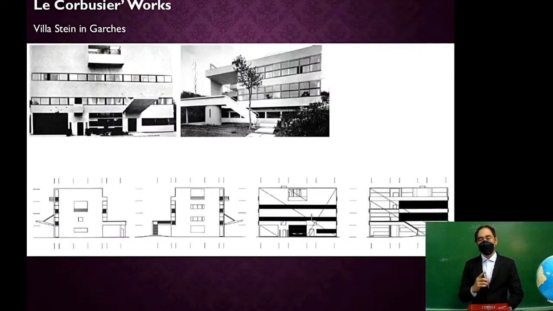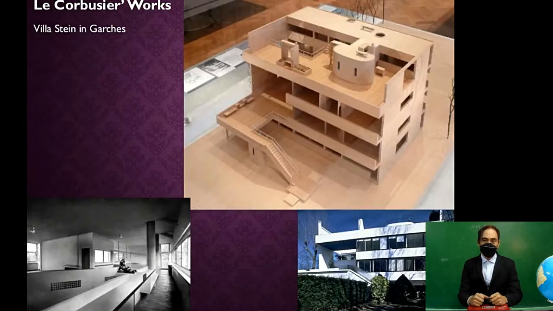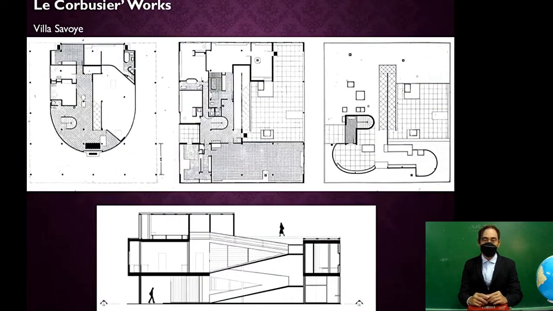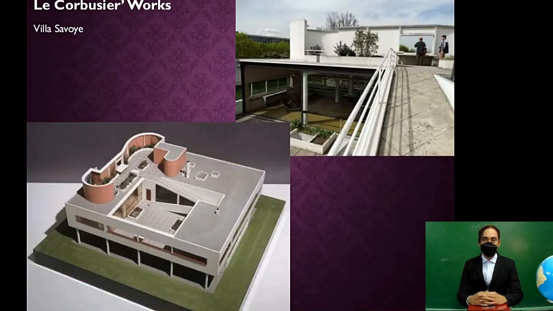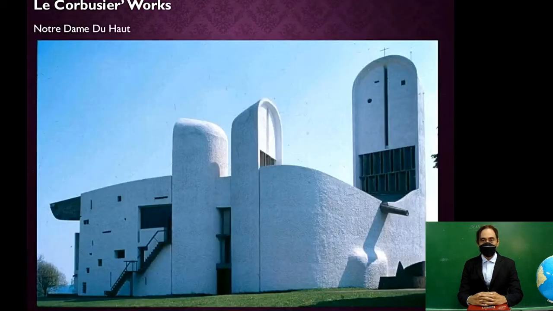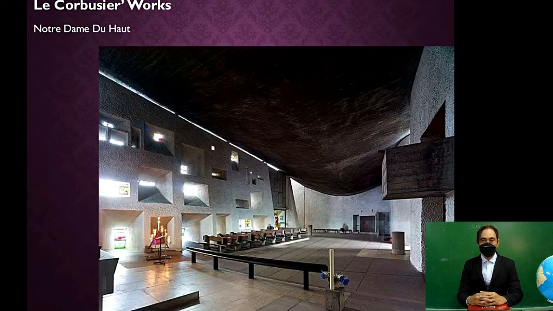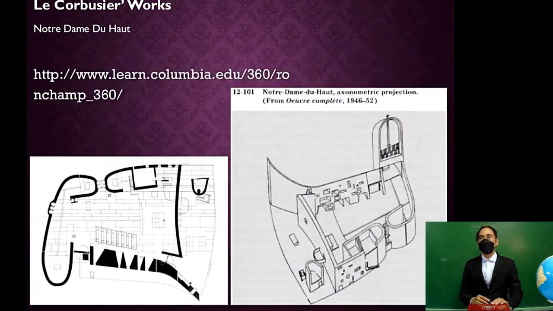Here is Le Corbusier's work. One of the dictums of Le Corbusier is that a house is like a machine for better living. It is more like a smart house.